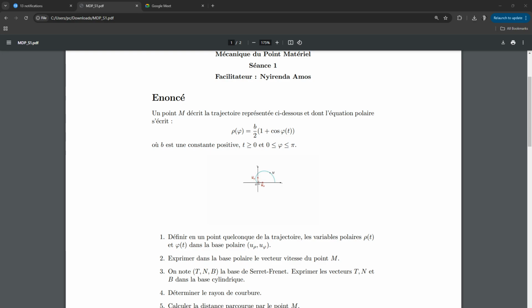So let's look at the first question, the one where we're supposed to définir en un point quelconque de la trajectoire les variables polaires ρ(t), phi(t) dans la base polaire. So how are we going to do that? Actually, the solution is very simple here. The first thing that we want to do is to draw the diagram for us to be able to définir en un point.